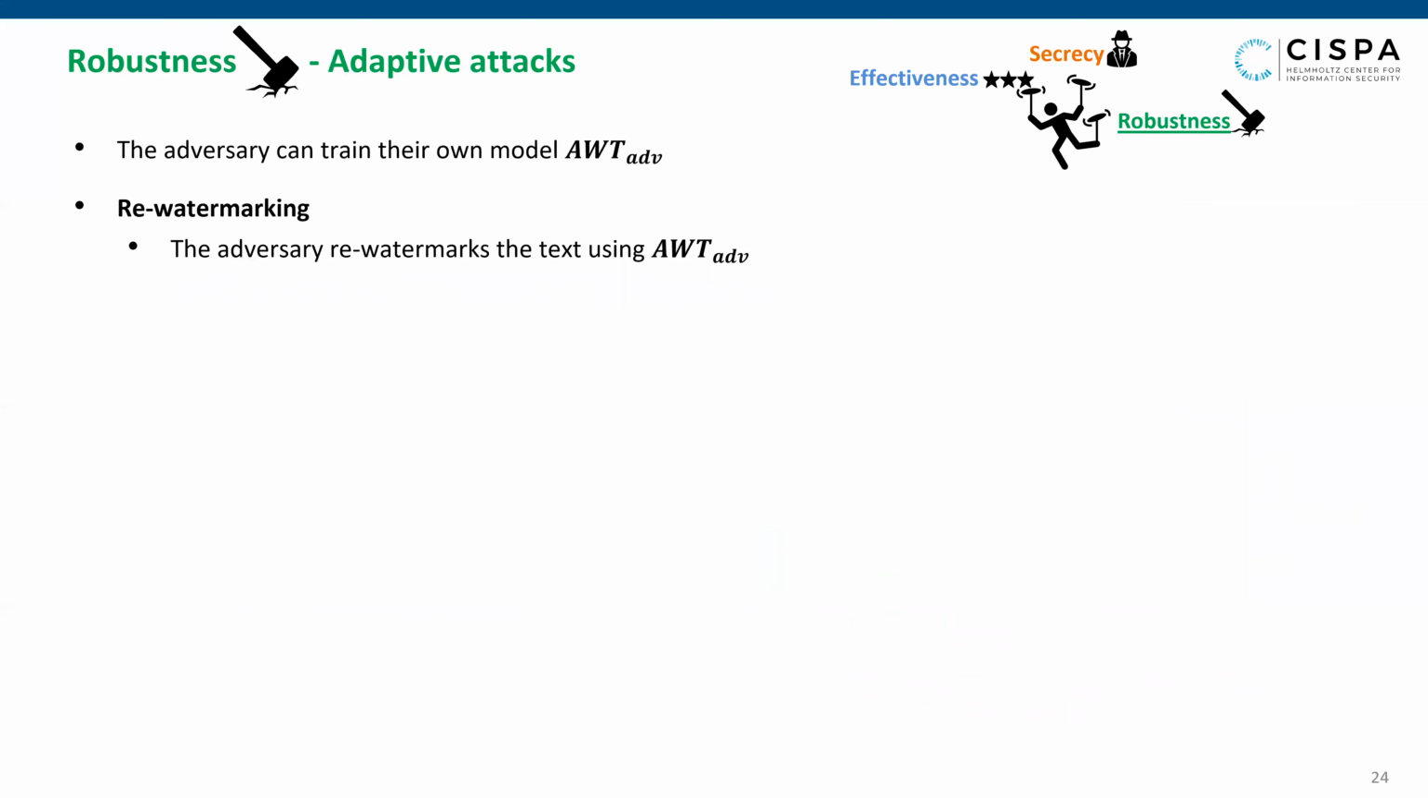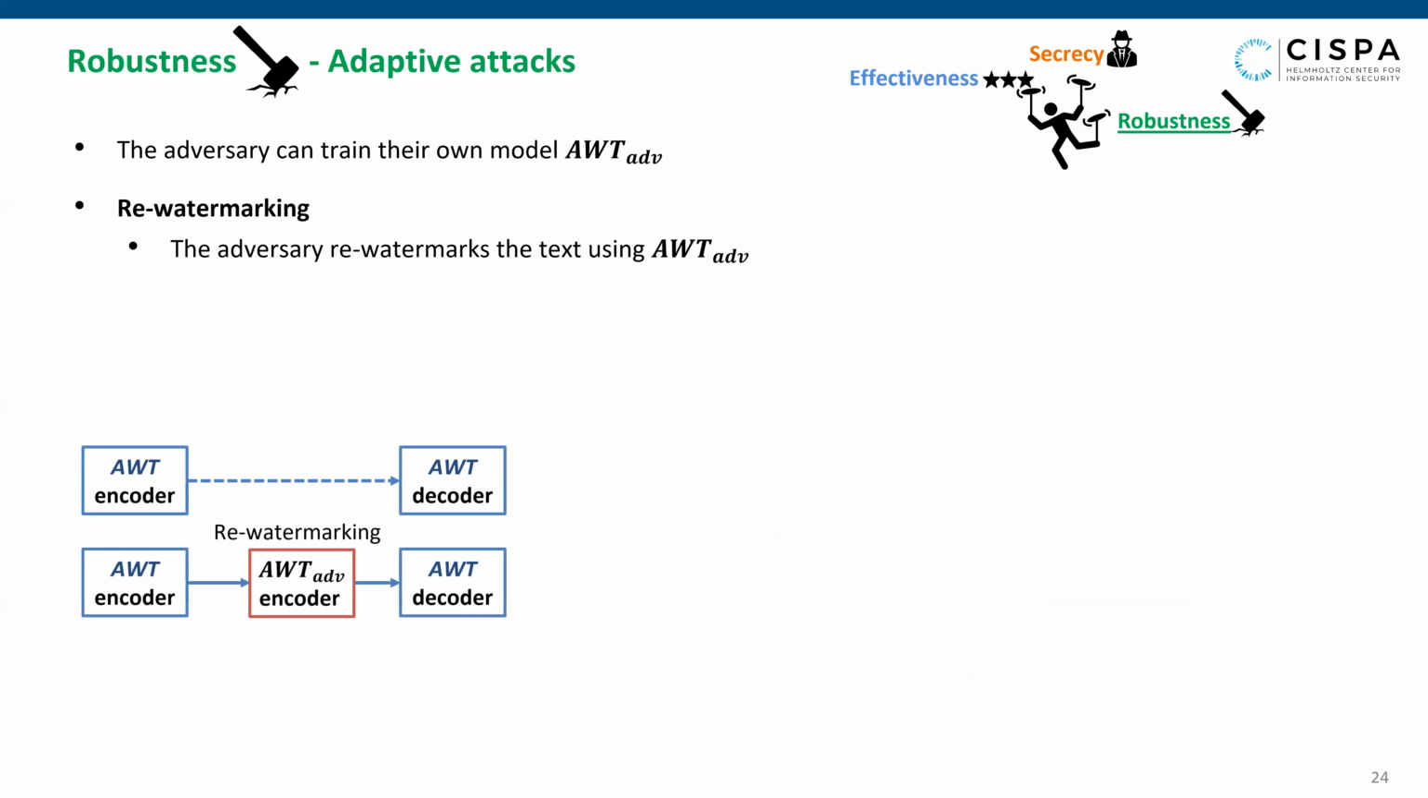Advanced adaptive attacks assume that the attacker can train their own watermarking model that's only different in the random initialization. Our first attack is re-watermarking. The attacker inserts a random watermark using their model. The goal of this attack is corrupting the original watermarks and confusing the first model decoder.